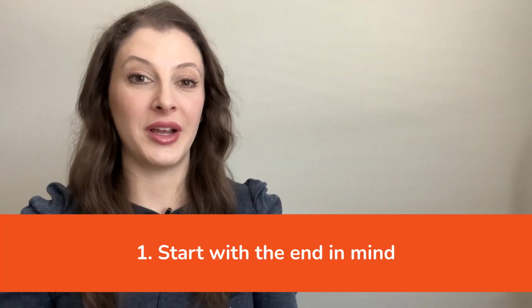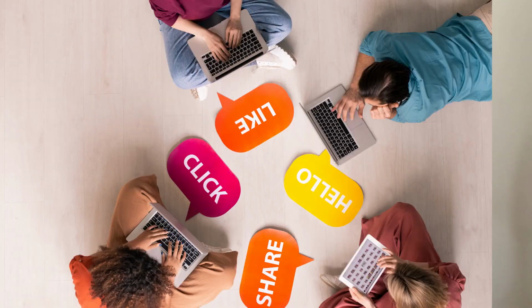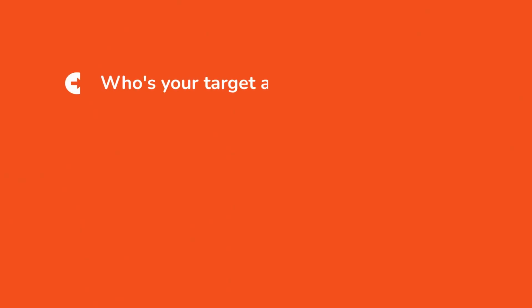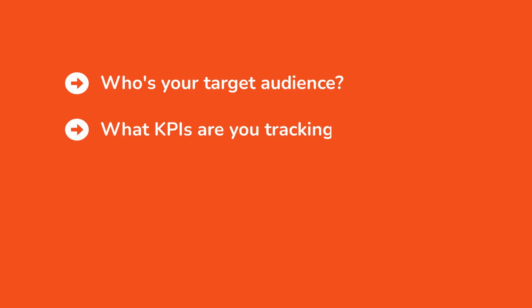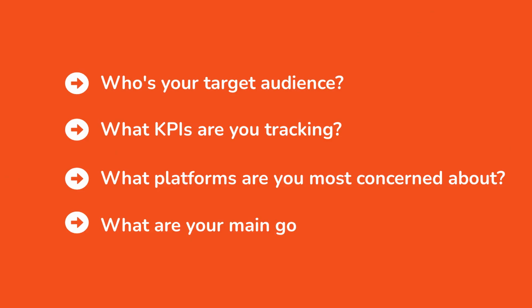Tip number 1, start with the end in mind. When it comes to planning bigger projects and campaigns like your social media strategy, it can be really helpful to start at the end and kind of reverse engineer. Think of questions like, who's your target audience? What KPIs are you tracking? What platforms are you most concerned about? What are your main goals?